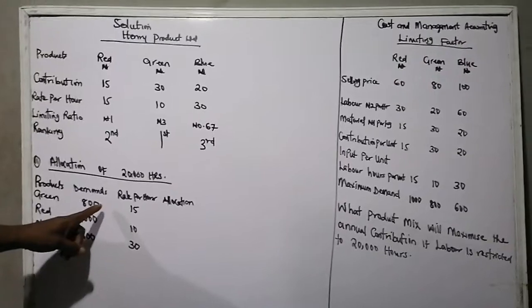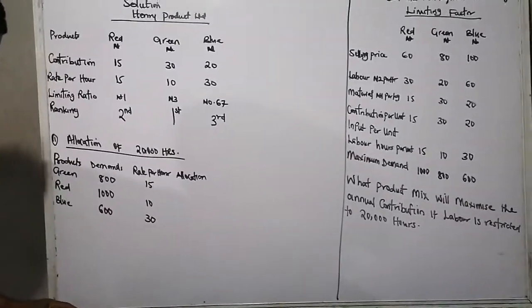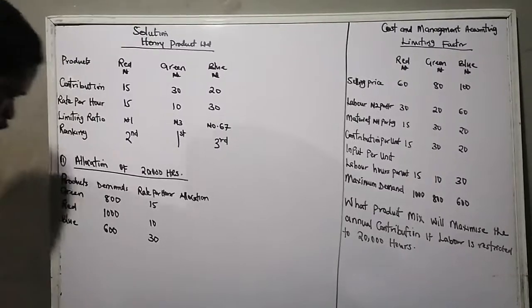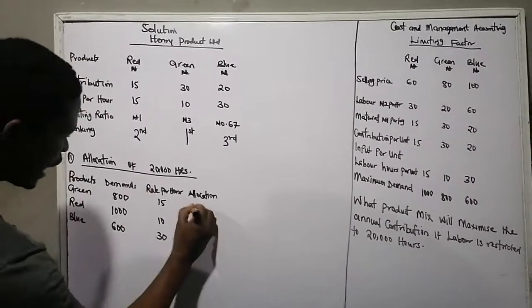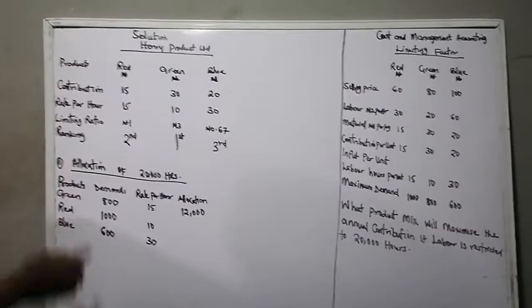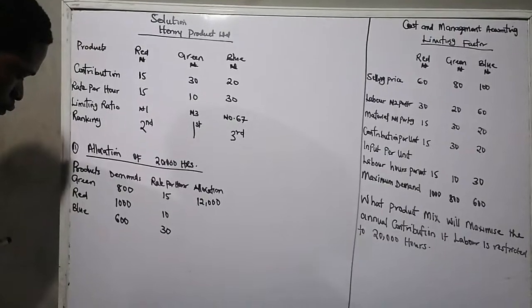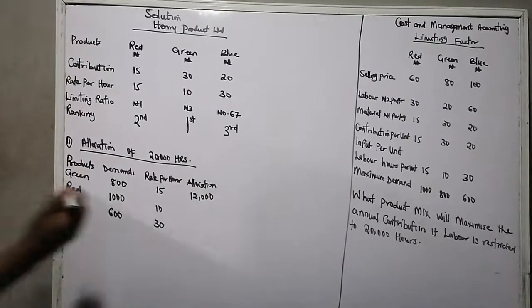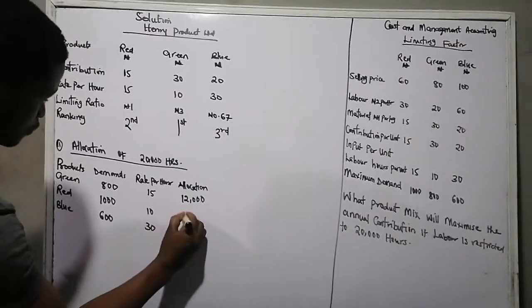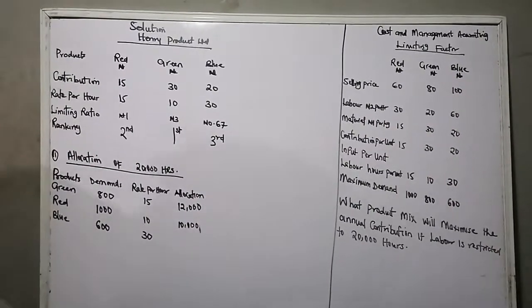So I will say, okay, 800 times 15. So this will give me 12,000. I will allocate 12,000 for the first product. 1,000 times 10. This will give me 10,000. You can see this is 10,000. Are you with me now?